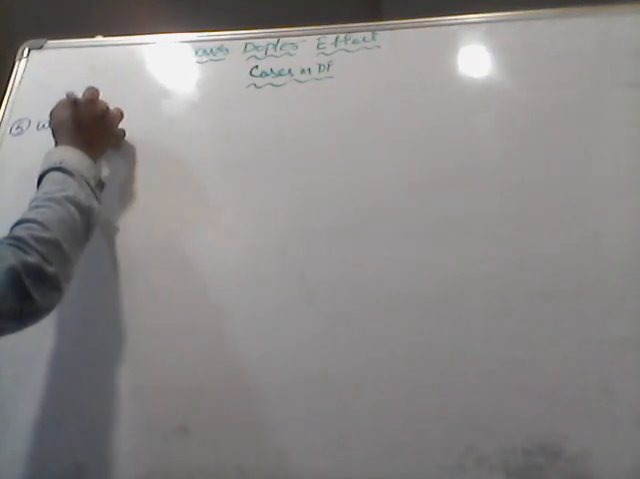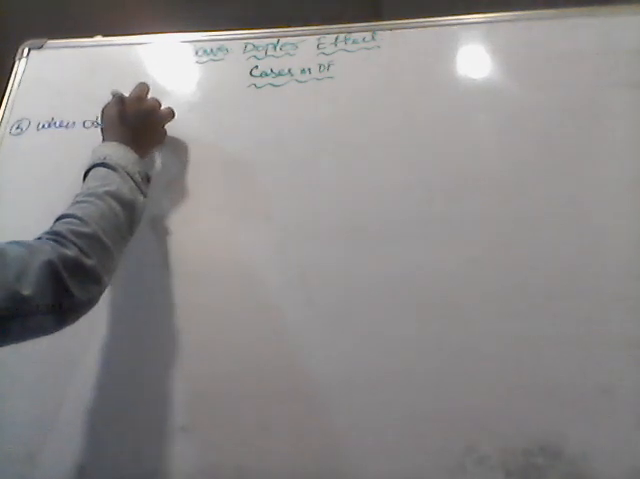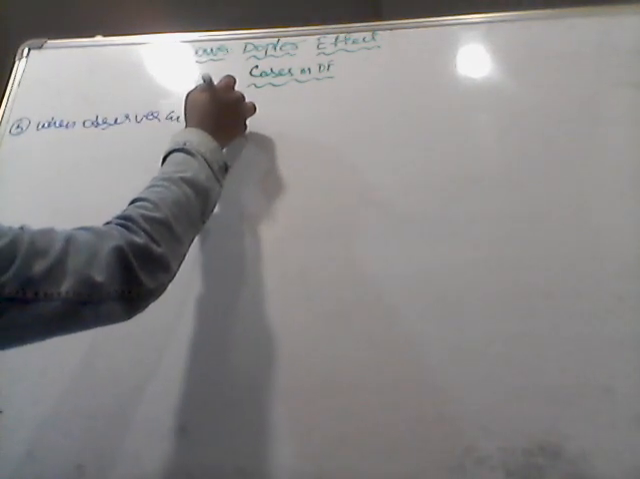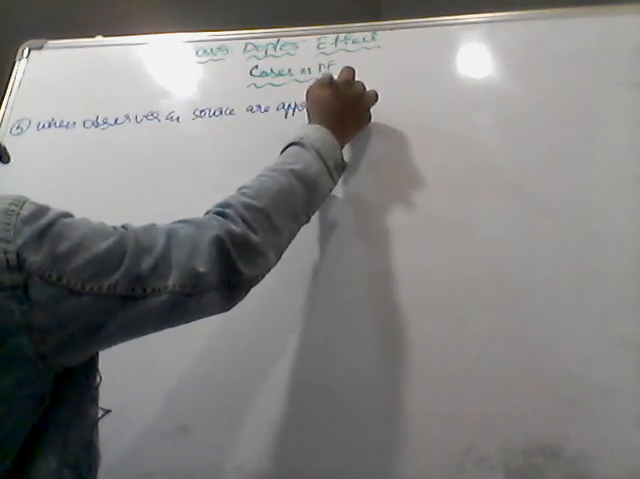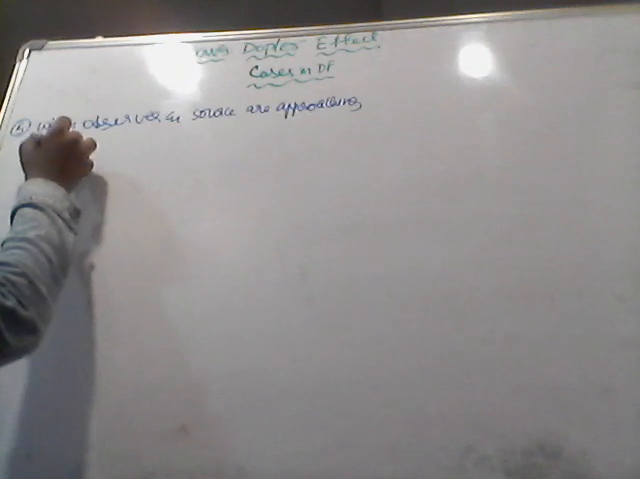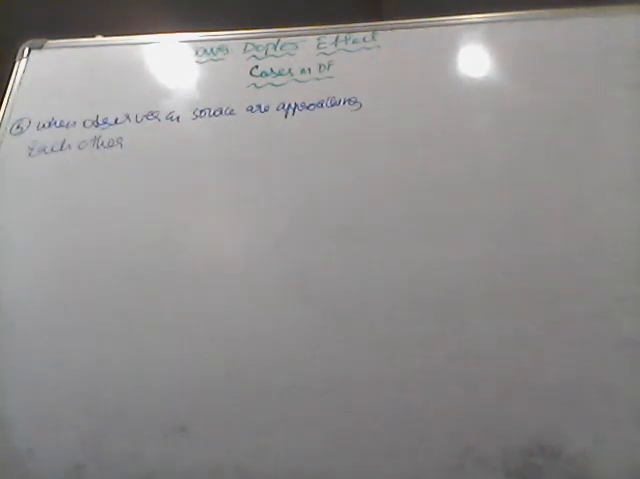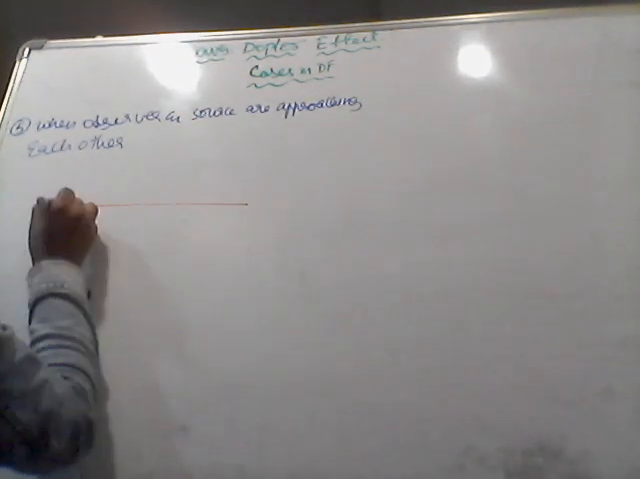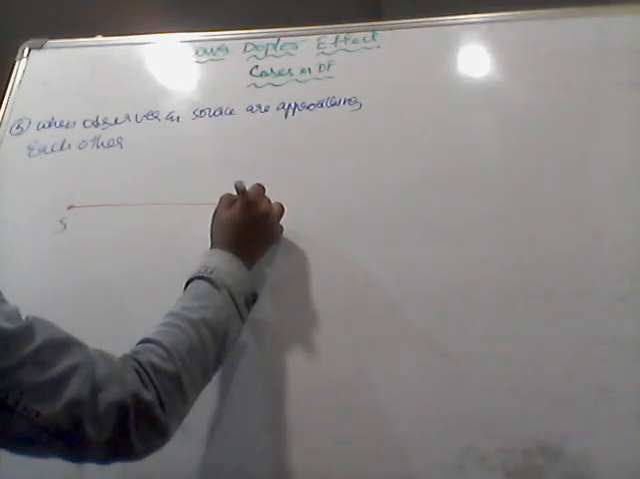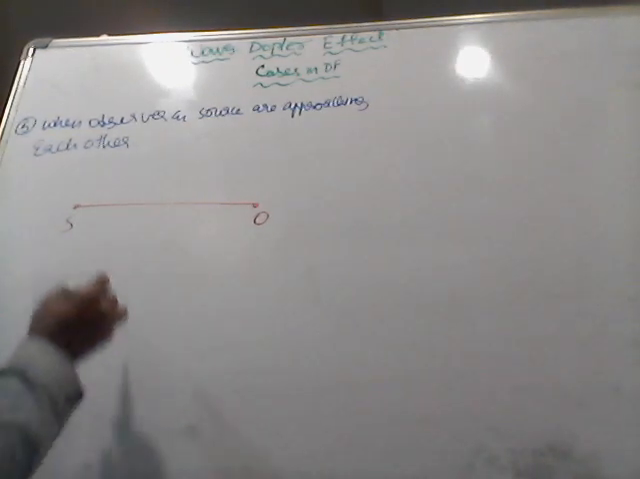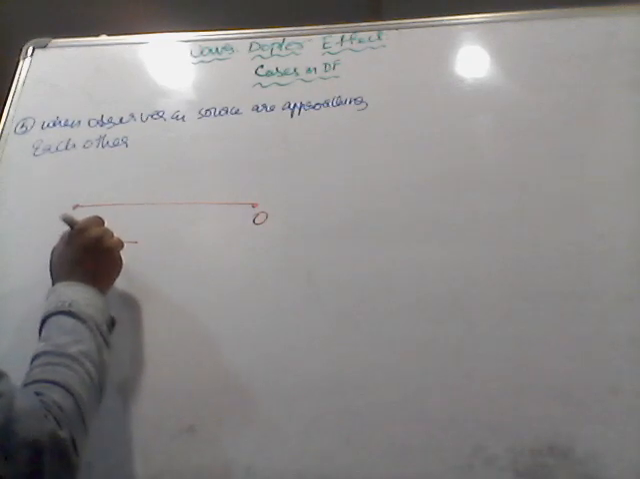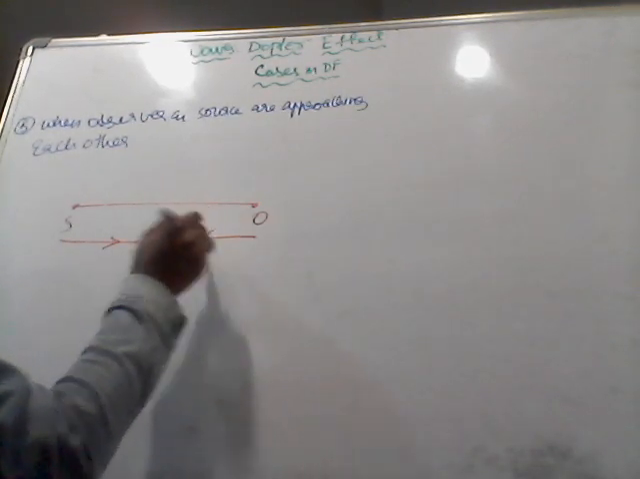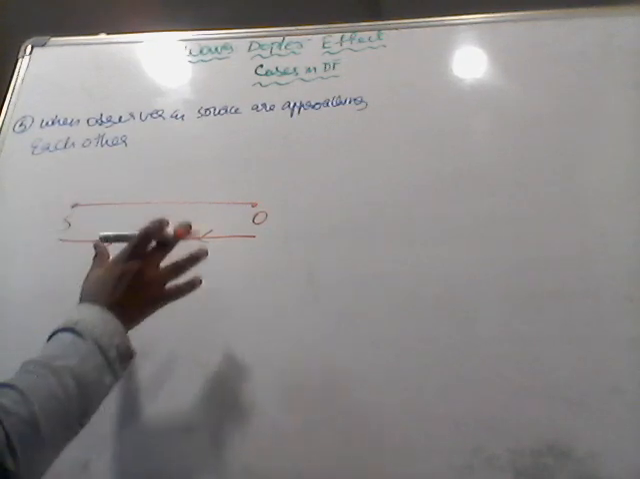When observer and source are approaching each other. What do you mean by this? Approaching each other means what? Very simple. Here the source is present. Here the observer is present. Correct? Now approaching each other means source is approaching towards the observer and the observer is approaching towards the source. This is the meaning of approaching each other.